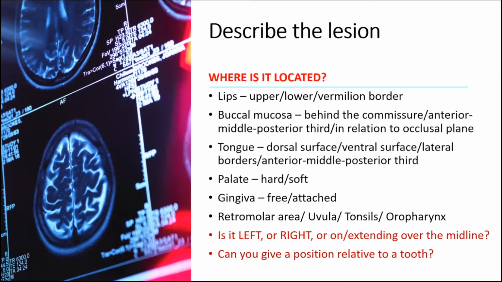You need to state whether it is on the left or the right-hand side, or whether it sits on the midline, or it sits on one side but extends over the midline, okay? You can give a position relative to a tooth. Let's say you have a traumatic ulcer on the tongue, and you can say that it's on the left-hand side lateral border of the tongue, opposite to lower left 6, for example. That's a very accurate description of location, okay?